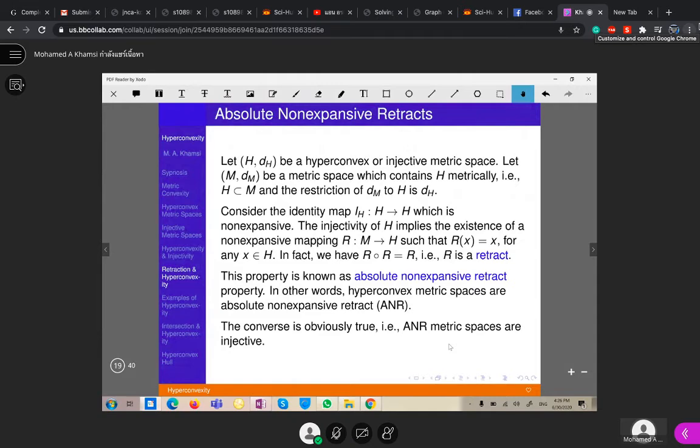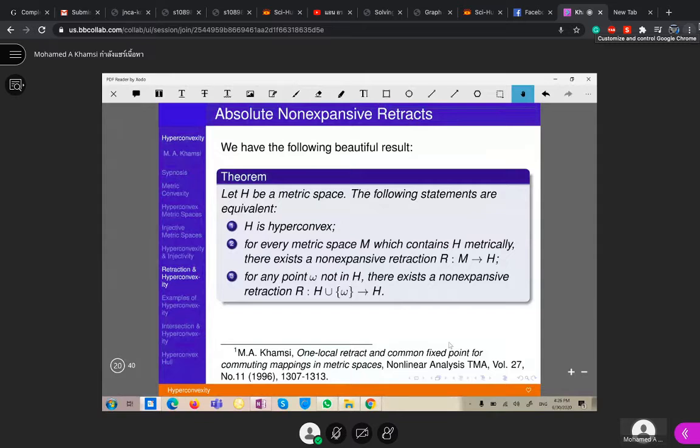So we have the following beautiful result, which is what? That if you take a hyperconvex metric space, then you have this absolute non-expansive retract property. And what's amazing is, you don't see it here, but what did we say?